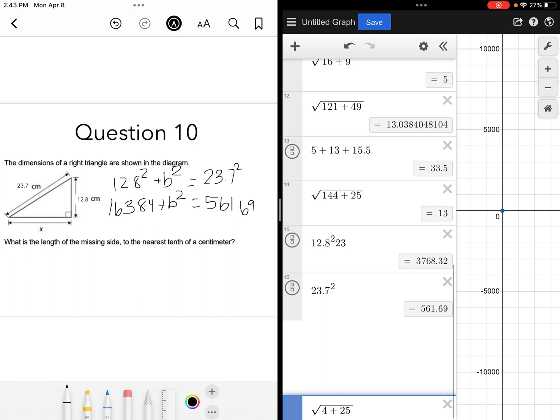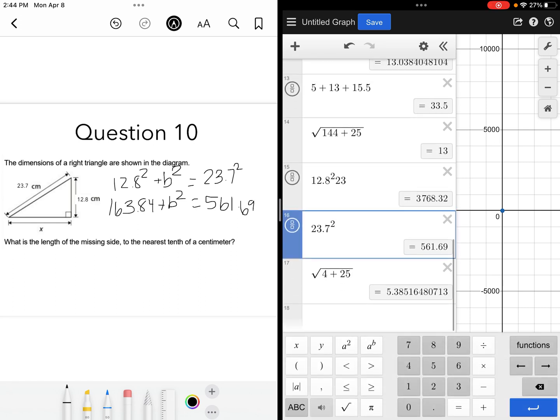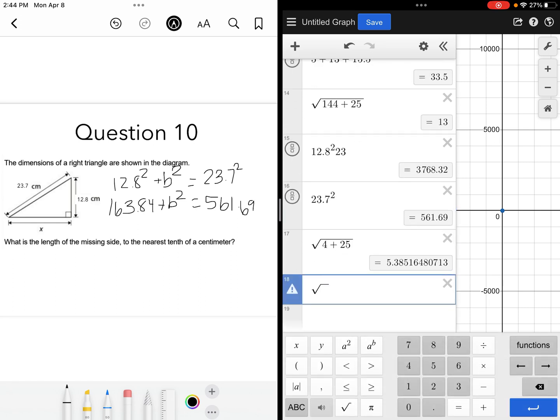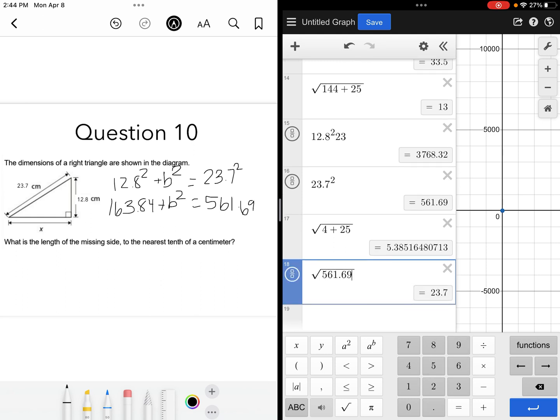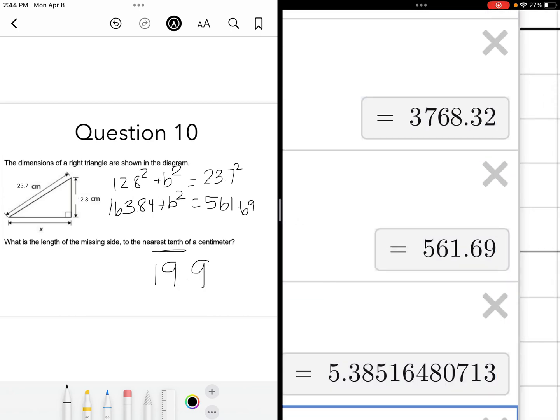Okay, so I have to find the square root of 561.69 minus 163.84. And I get 19.9 because they want it to the tenth. And the 4 tells the 9 to round up.